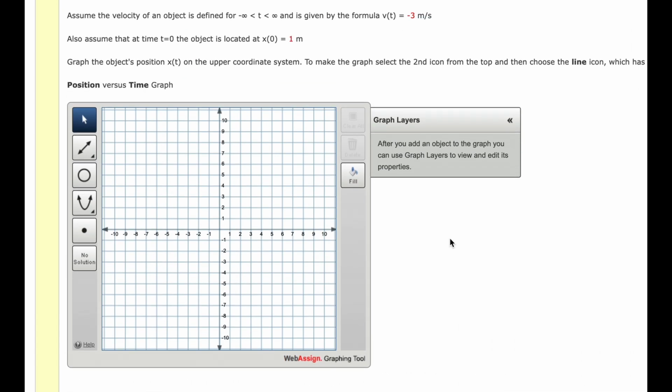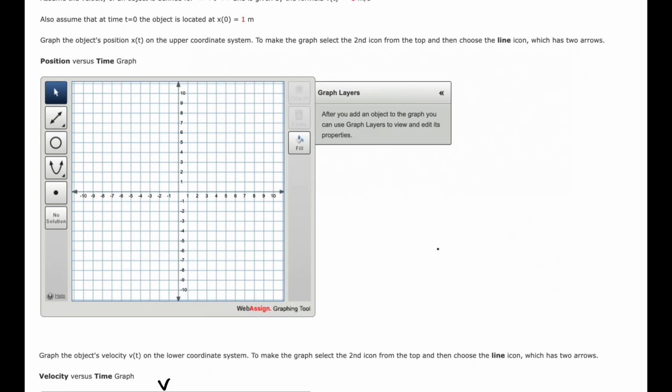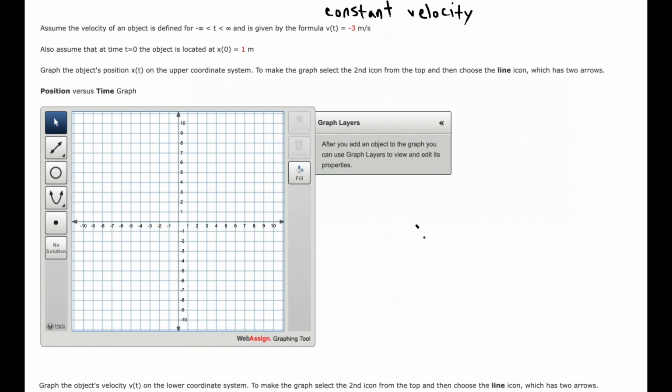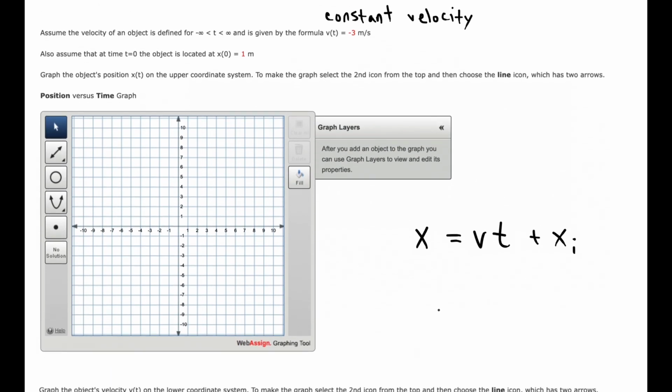Now, when you're doing your position graph, that's a little different. So there's a formula for position when it comes to a constant velocity object. The formula is x equals vt plus xi. It makes a linear graph, so this could be a line that's slanted. It might be slanted up, it might be slanted down, depending on your velocity. So in our case, they said that the velocity was -3, so just plug that in for the slope of your line.